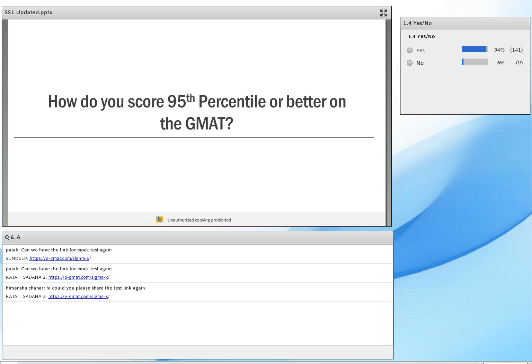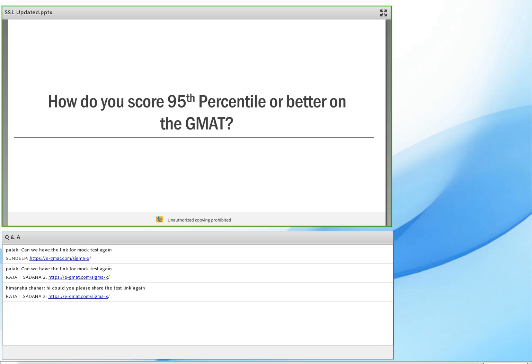Perfect. Let's move forward. Most of you can see the screen. If you cannot, just join again.